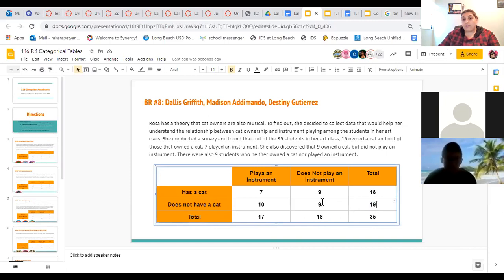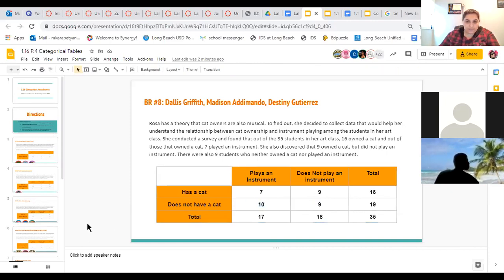Okay, so the total of kids that don't have a cat is 19. Now, we also knew that 9 kids didn't have a cat and didn't play an instrument, right? So we knew that this intersection right here was 9. So if the total is 19 that don't have a cat and 9 kids don't play an instrument and don't have a cat, then that means 10 kids play an instrument and don't have a cat, right? So it's like you got to do that backwards mathematical thinking. Okay, some algebra for you. Well done, guys. Well done.